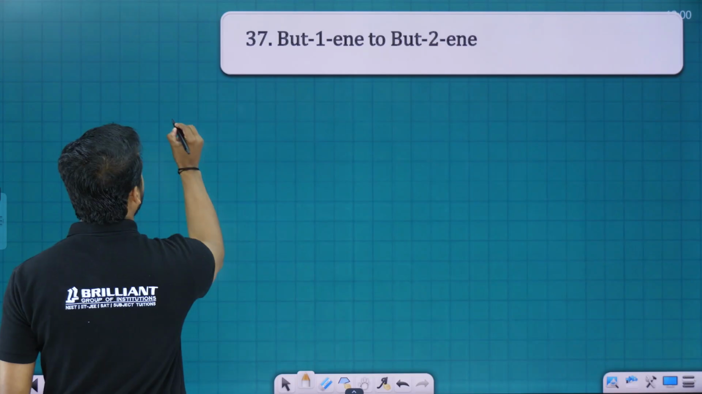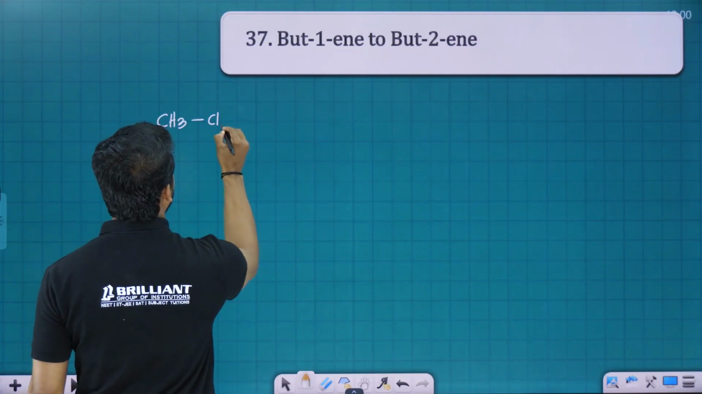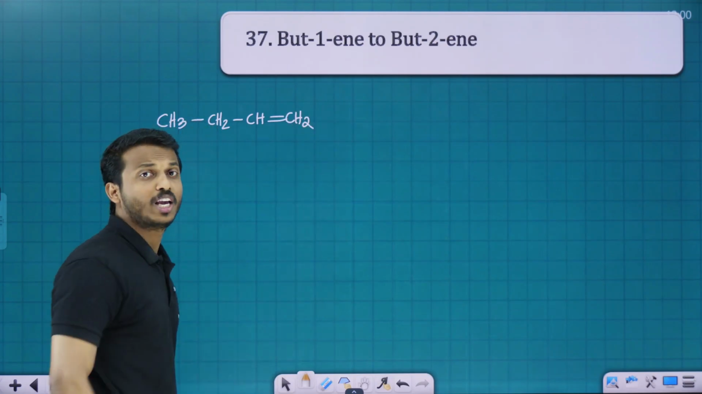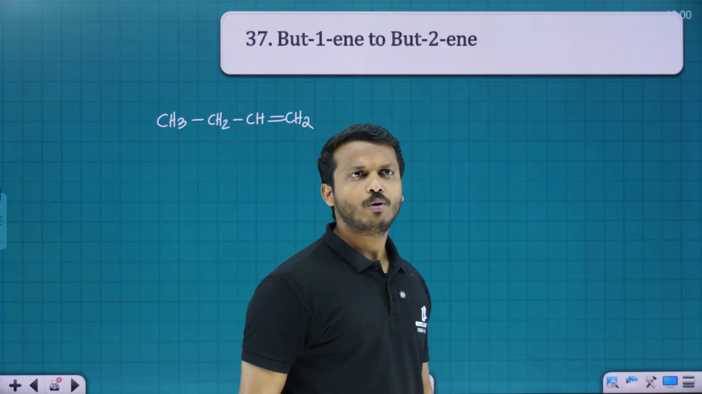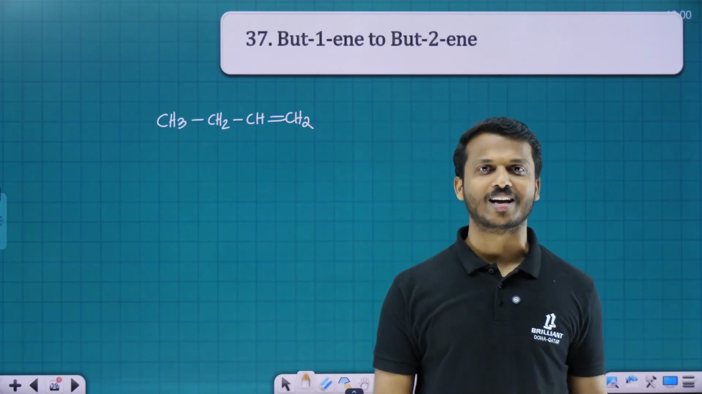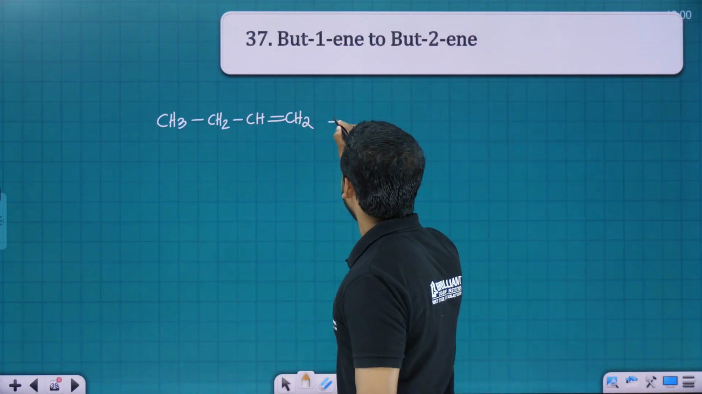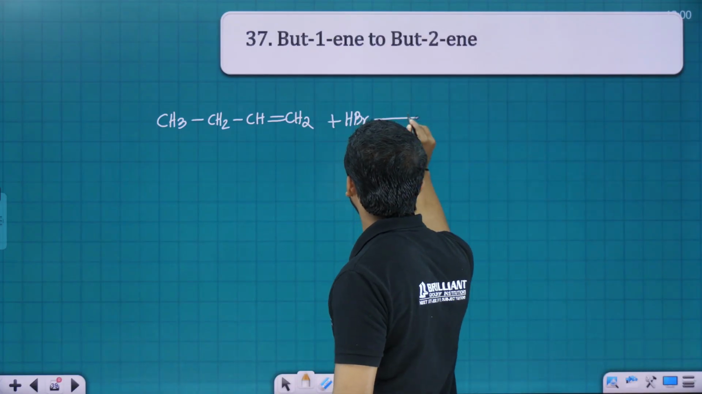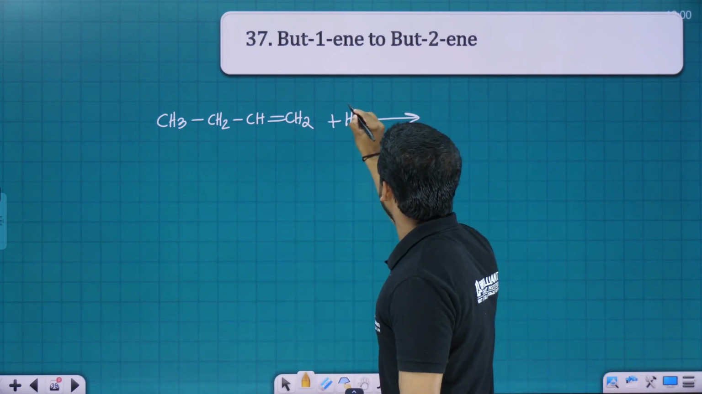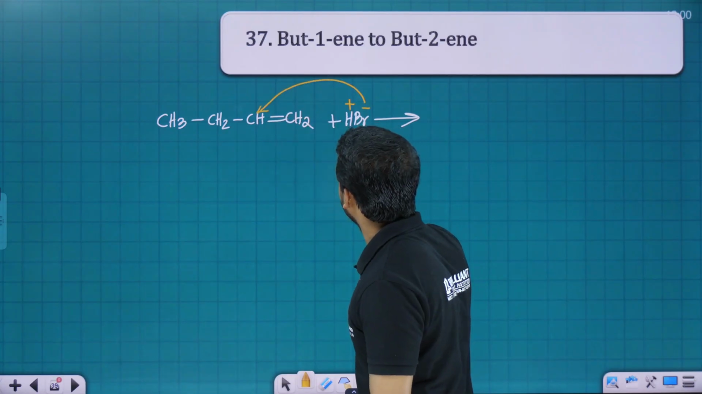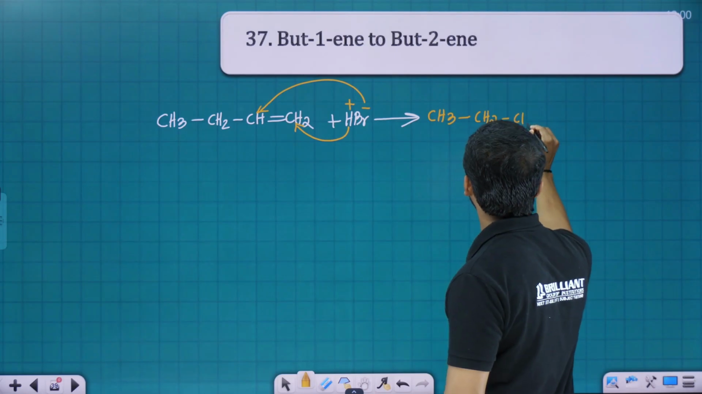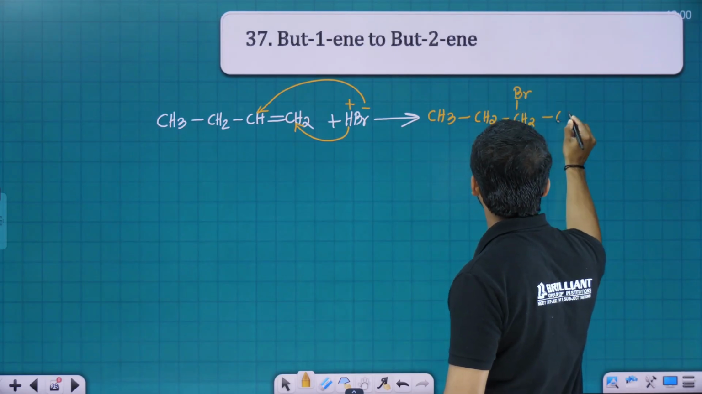Next one. We have but-1-ene. How do you make it but-2-ene? We just want to change the position of the double bond from the first carbon to the second carbon. I'll give you a method. Let me add HBr first without peroxide, which means I apply Markovnikov's rule. What happens? Negative here, positive here. We get CH3, CH2, CH2, Br and then CH3.